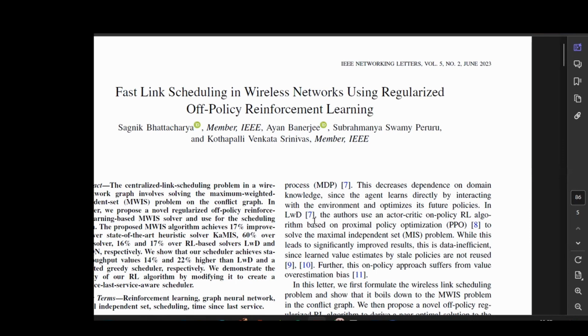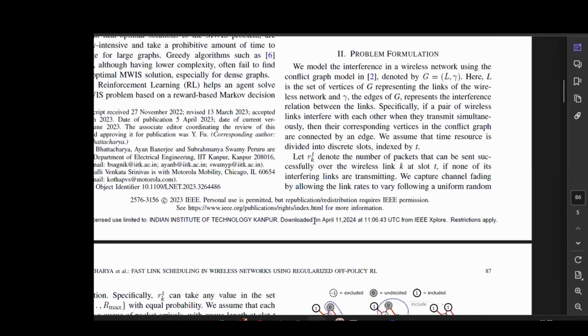Some of its future work includes exploring further enhancements in algorithm efficiency and potential applications to other complex network scheduling problems. Problem formulation for the wireless link schedule. The conflict graph model utilizes a graph denoted by G, which is equal to (L, Γ).